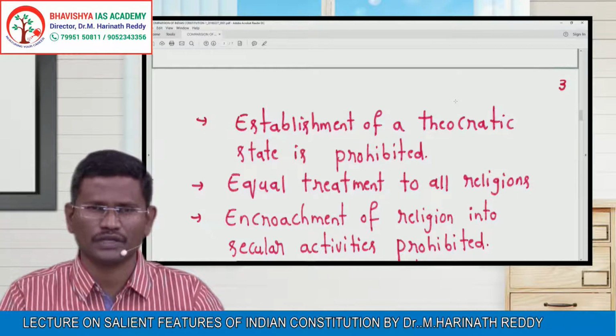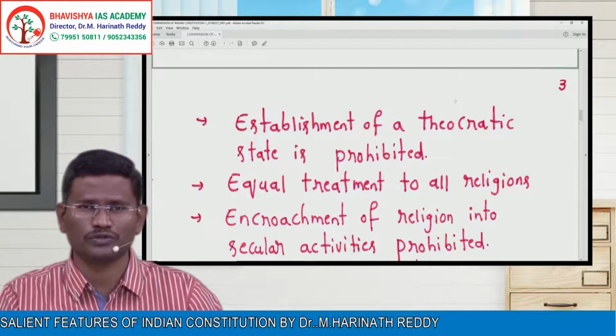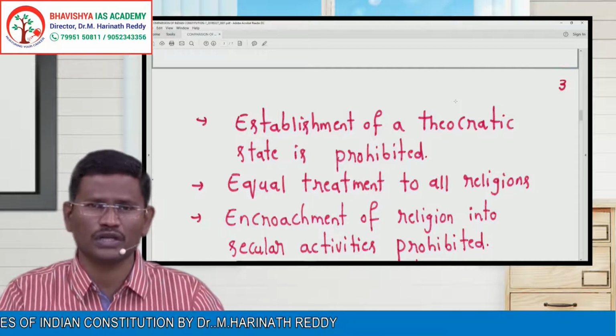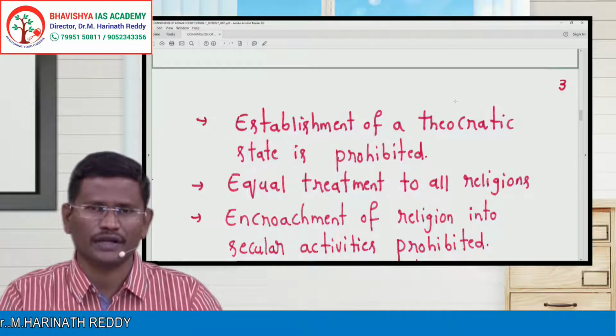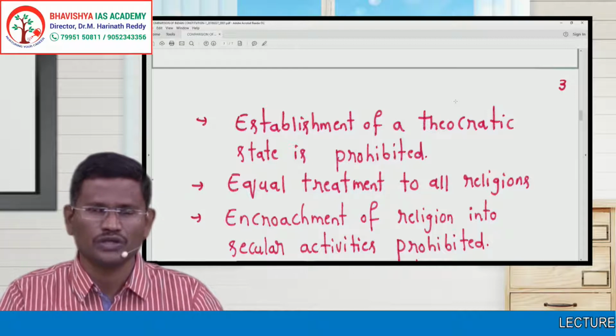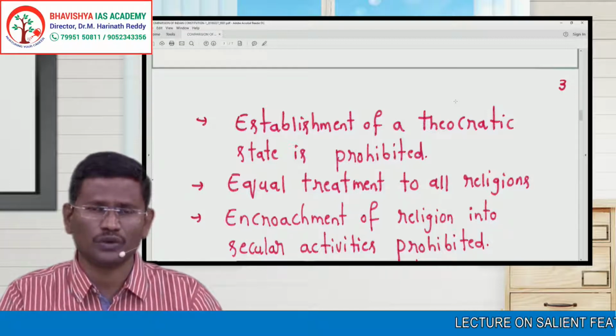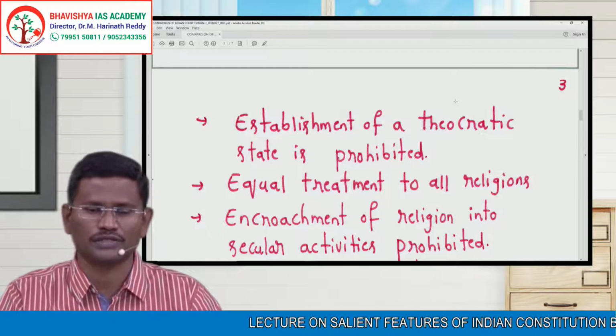Establishment of a theocratic state, which means a state which promotes, sponsors one particular religion. A theocratic state means a government which promotes and patronizes one particular religion. So establishment of such a theocratic state is prohibited under the concept of secularism.